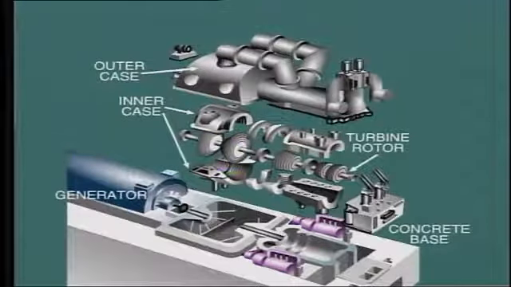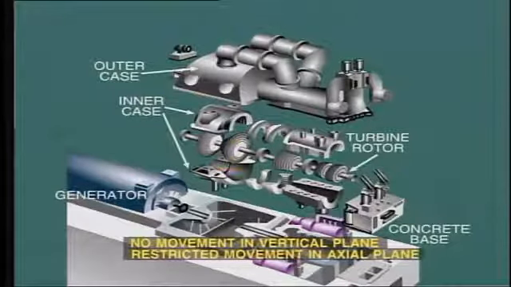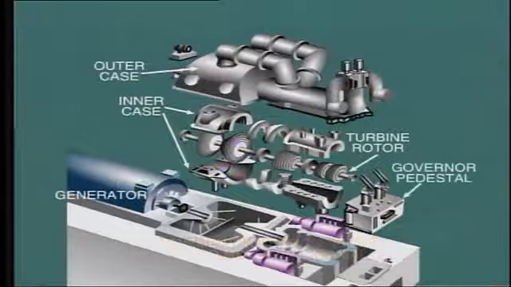The base must be firm enough to ensure rigidity. That is, it must permit no movement in the vertical plane which could upset the alignment of the machine. The support bearings are allowed restricted movement in the axial plane to cope with expansion of the turbine, as we shall see later. Other components noticeable here are the governor pedestal, which supports the front end bearing, and the governor system.